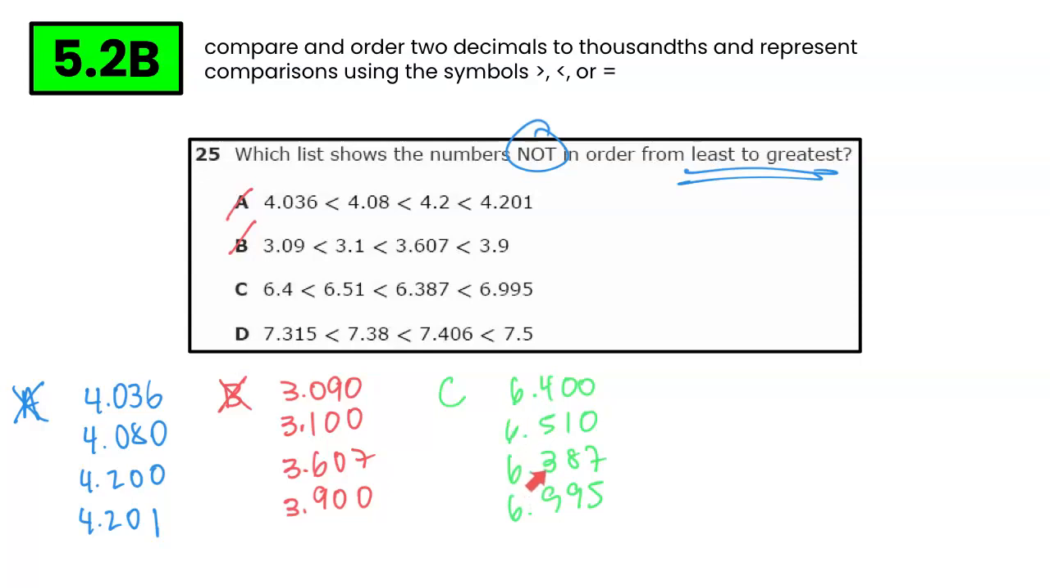Well, what I notice is that number is not bigger than 510, and so this is not in order from least to greatest. And so I have found my correct answer here. It is letter C. And you could go on and do the same strategy with letter D to show that it is not in order, or that it is in order from least to greatest.